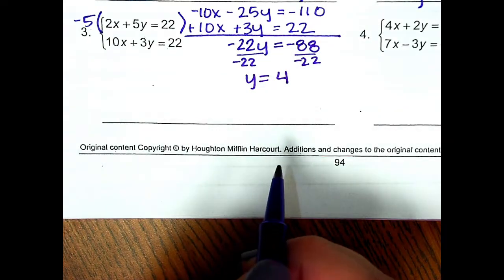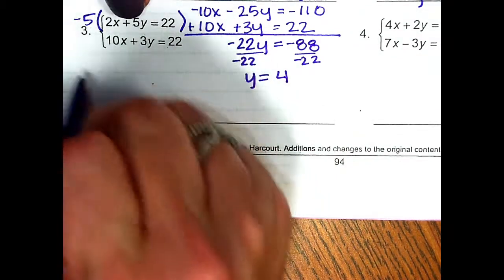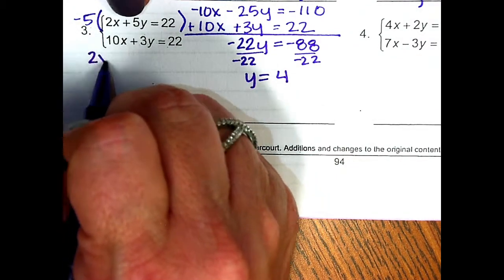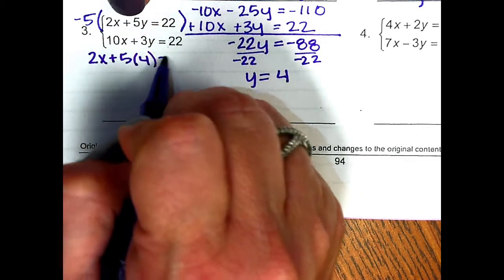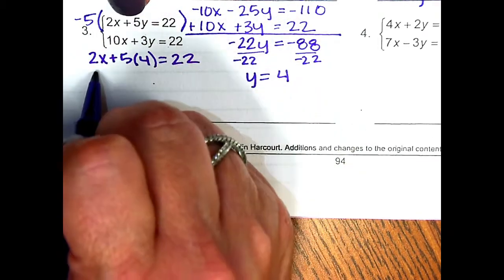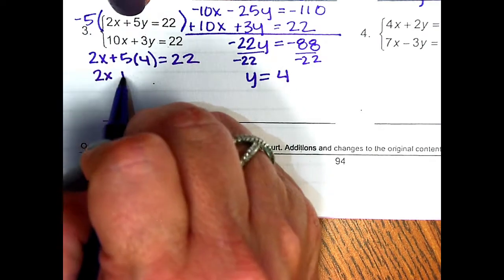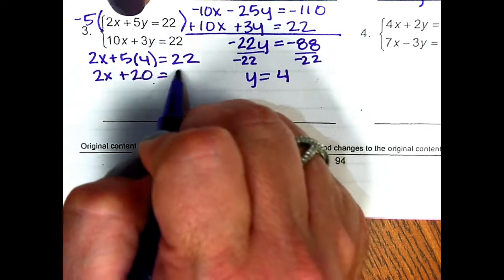I'm going to substitute that into my first equation. So I have 2x plus 5 times 4 equals 22. So 2x plus 20 equals 22.